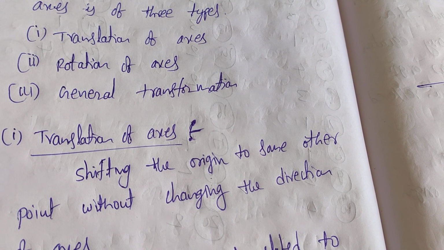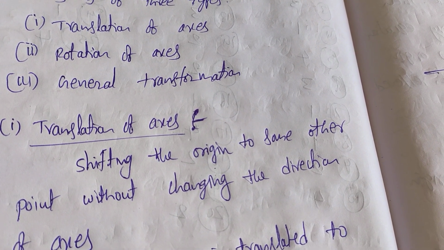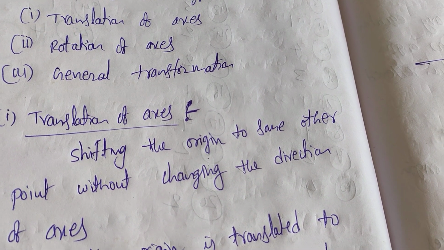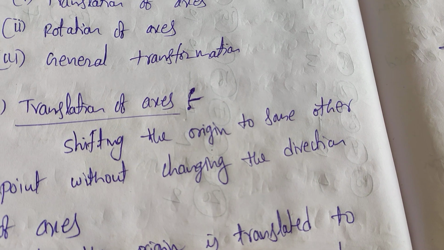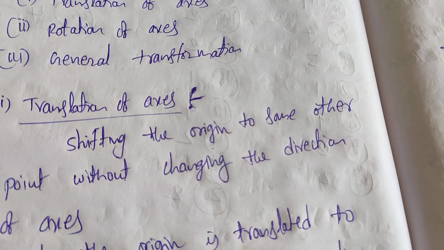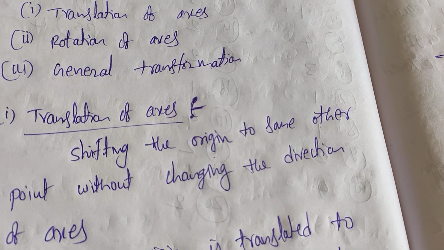So now we are going to discuss translation of axis. Translation of axis means, without changing the direction of the axes, just shifting the origin to some other point. That is called the translation of axis. Remember, shifting the origin without changing the direction is what we call translation of axis.